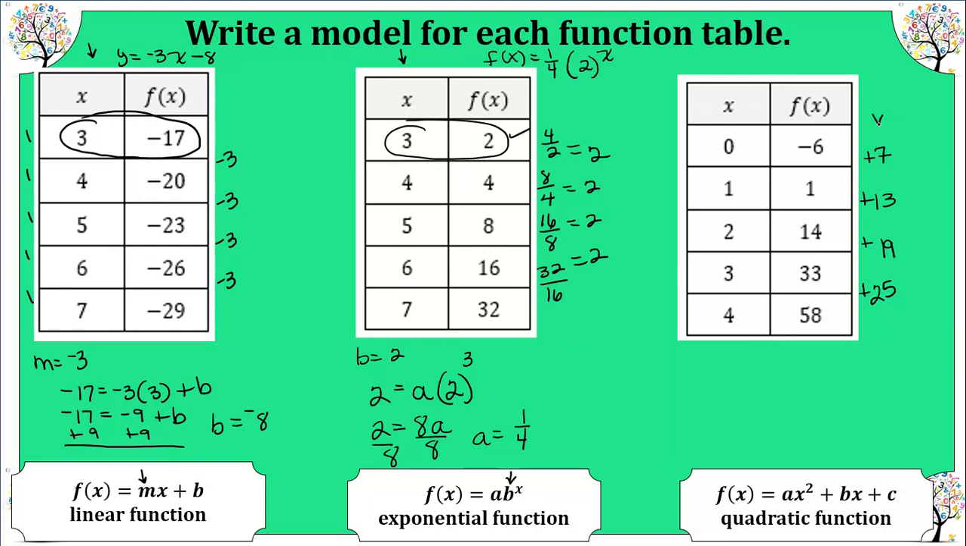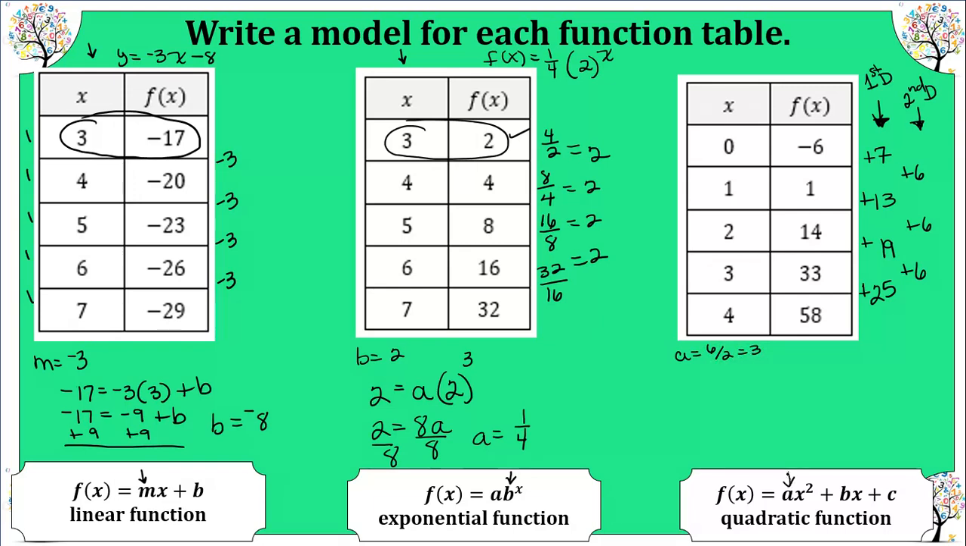So this is called the first difference. Now let's find the difference between the first differences, and this will be the second difference. So from the difference between 7 and 13 is +6. 13 to 19 is +6. And 19 to 25 is +6. So when our second difference is the same value, we know this is quadratic. So this is called the second difference. So our a value is going to be 6 divided by 2 is 3.